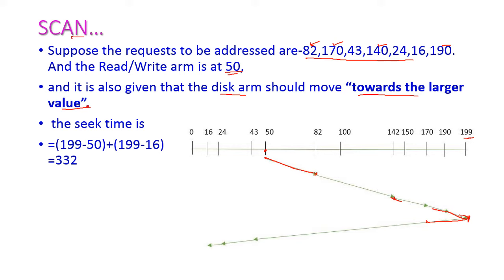Okay, now we have to compute the seek time. Very easy to compute. From 50 it will go up to 199, isn't it? So 199 minus 50, plus, from 199 it will go back to 16, so 199 minus 16. So what is the seek time? 332 is the seek time.